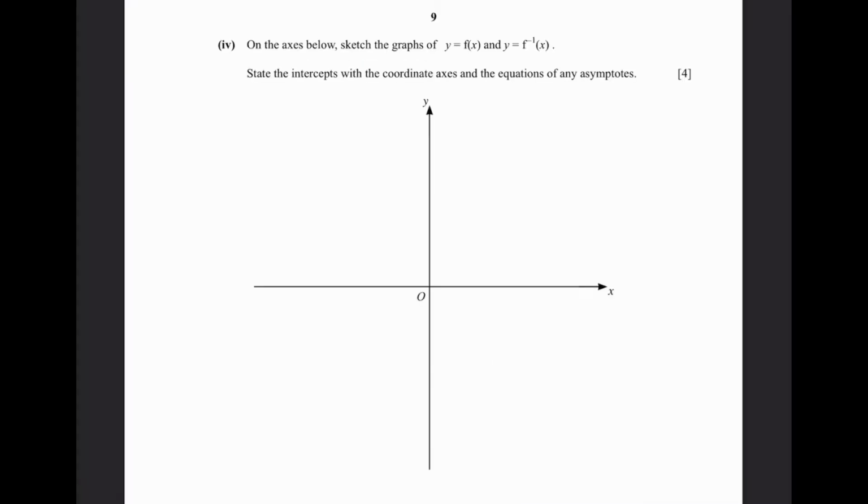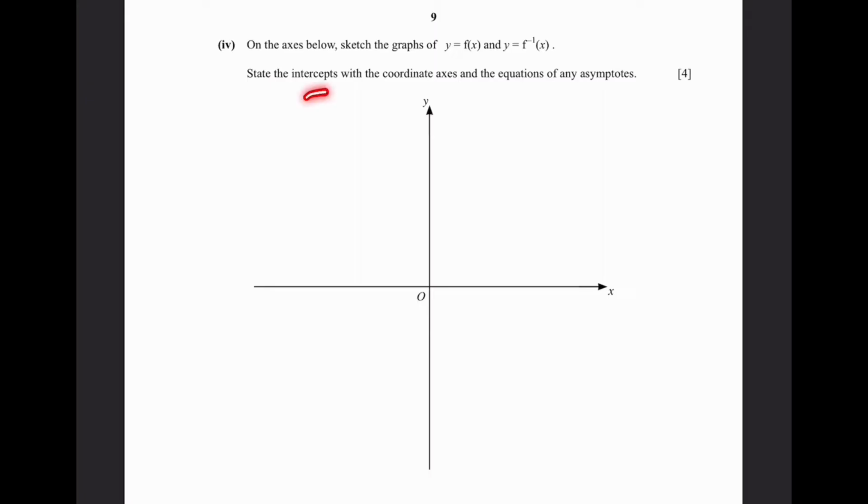Now let's go to part 4. On the axes below, sketch the graphs of y equals f of x and y equals f inverse of x. State the intercepts with the coordinate axes and the equations of any asymptotes. First, we can sketch the graph of y equals f of x, because once we've done that, sketching y equals f inverse of x is very easy.